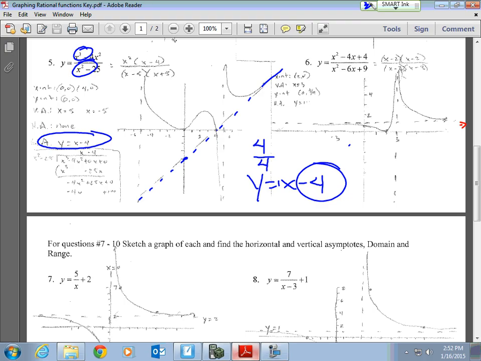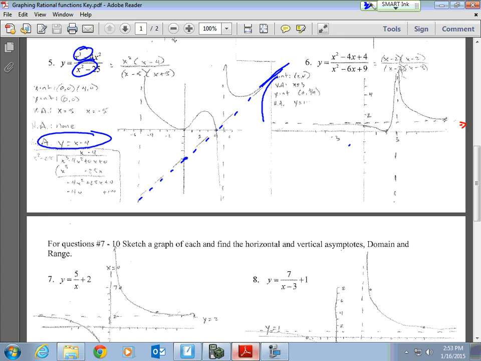Okay? Starting on the right-hand side. When x goes to infinity, my graph will approach the slant asymptote just like it would have approached a horizontal asymptote had I had a horizontal asymptote. As x goes to infinity, y will approach the slant asymptote, either from the bottom or from the top.